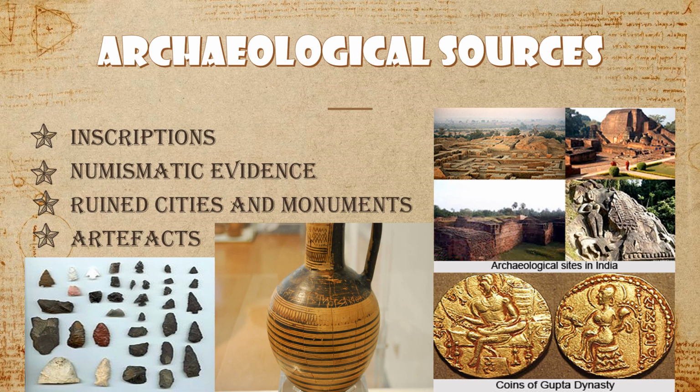Alright, let us talk about numismatic evidence. Okay, now tell me in the comment section, what is the branch of history which studies coins called? 1, 2, 3, 4 and 5. So the answer is numismatics. It is the study of coins. It is a branch of history which studies coins.